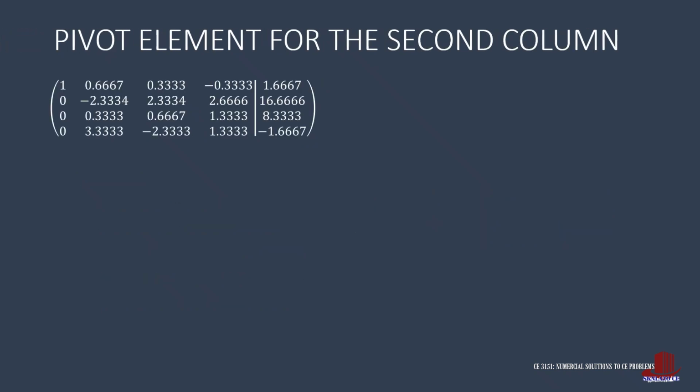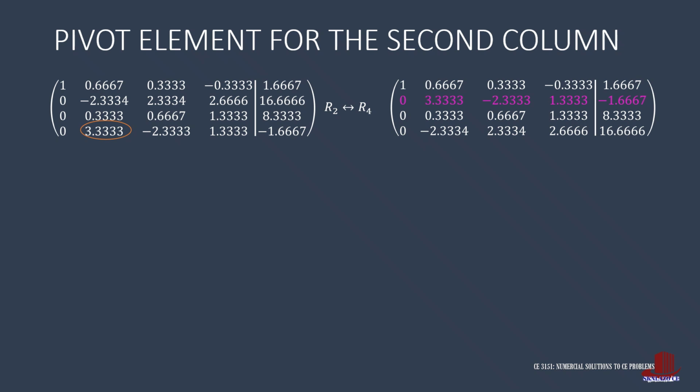After completing the transformation of the first column, we move to the second and start with the determination of the pivot element. The choices for the second column are -2 and 1/3, a third, and 3 and 1/3. We are to choose the most dominant element, which is 3 and 1/3, from row 4. So interchange rows 2 and 4 to place the element up the column.